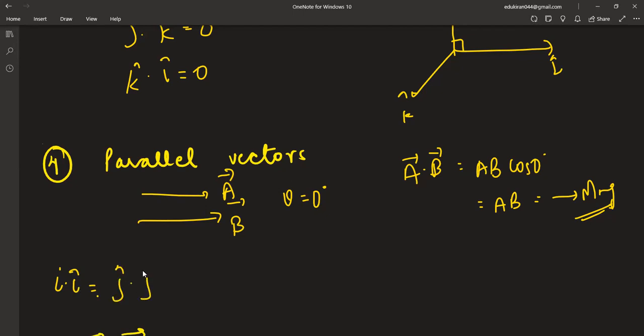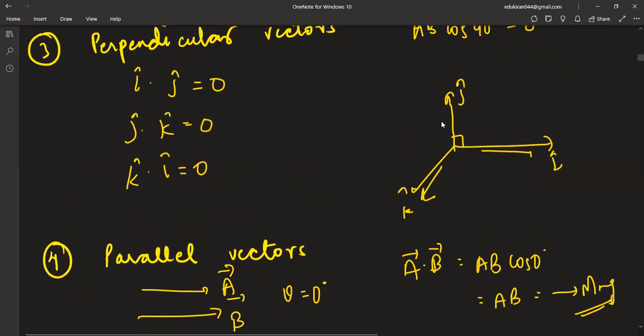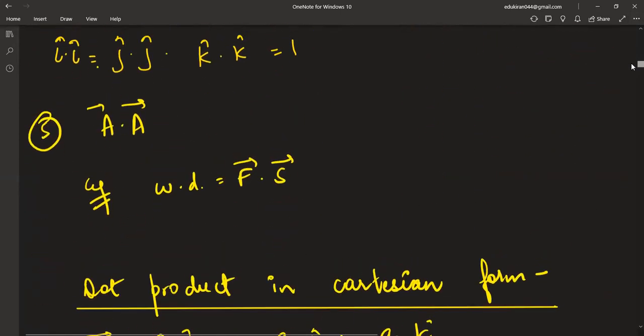Similarly, if you take j cap dot j cap, or k cap dot k cap, all of these will be 1, because i cap and i cap are parallel to each other, on the same axis. k cap dot k cap on the same axis. Similarly, j cap dot j cap on the same axis. So all these become 1.